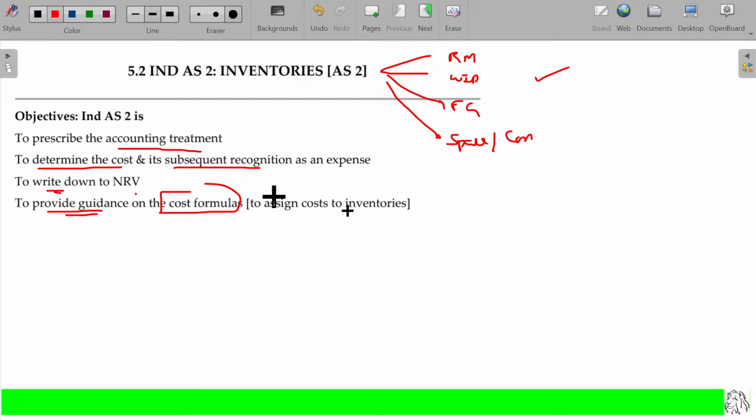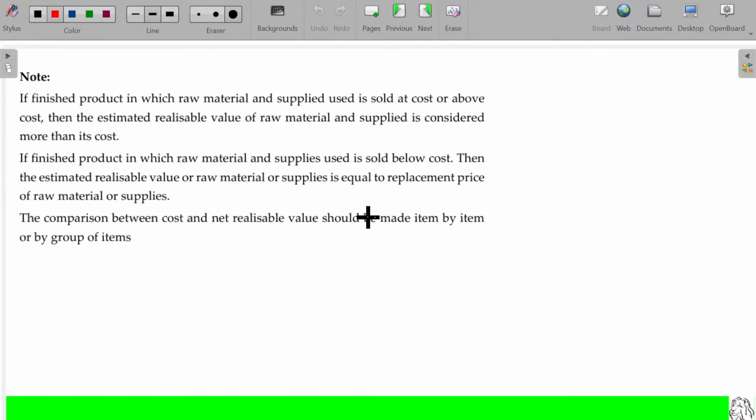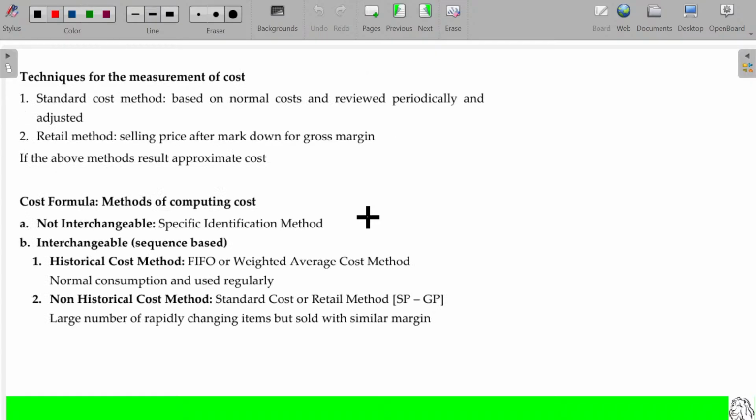Cost formula is nothing but assigning the costs to the inventory. That what you learned already in your costing is called cost formula. In case of cost formula, it's nothing but a method of computing the cost. If the cost being not interchangeable or interchangeable, that's how you can understand.